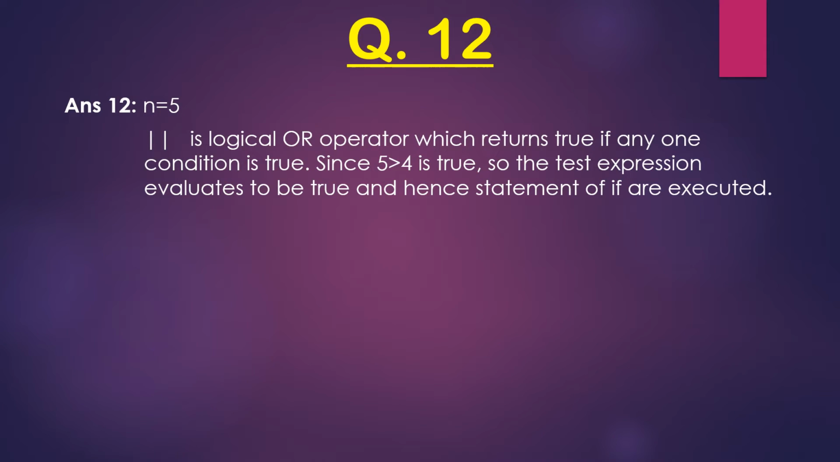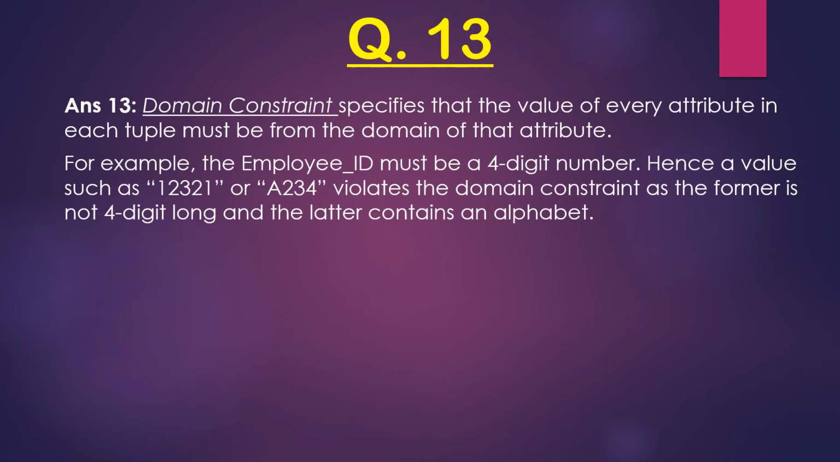After it, in answer 12, basically the question is asking for the result as well as its explanation. So first of all, you would display the output and then you would give the appropriate explanation for it. In the next question, we are asked about the domain constraint and its example. So first of all, we have defined the domain constraint and then its example.